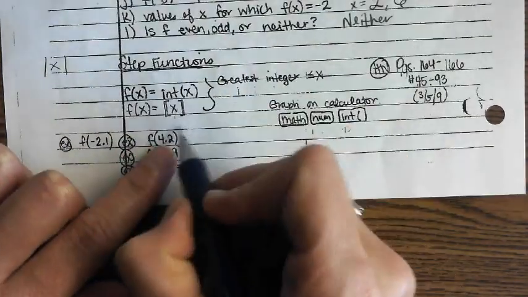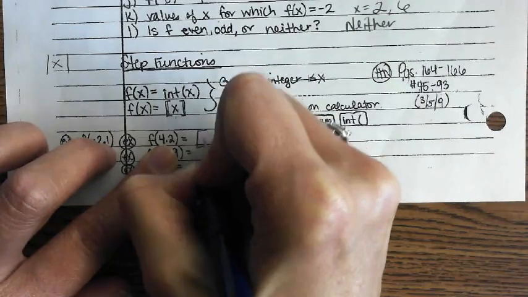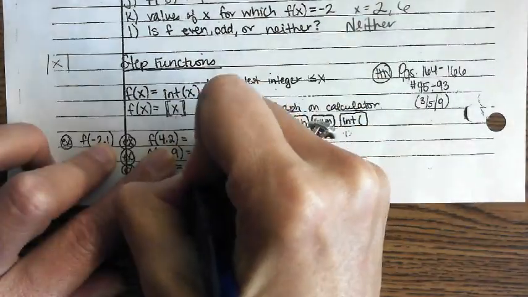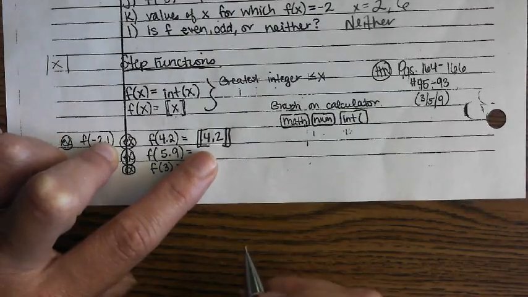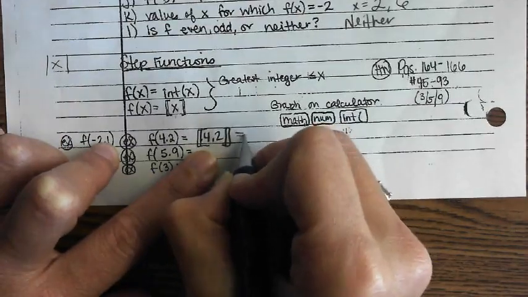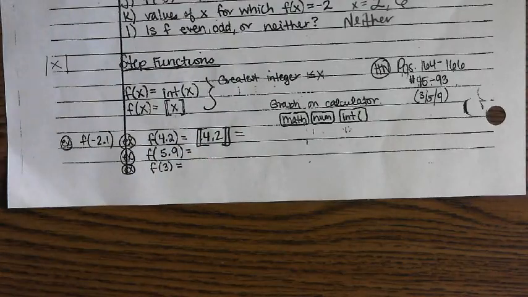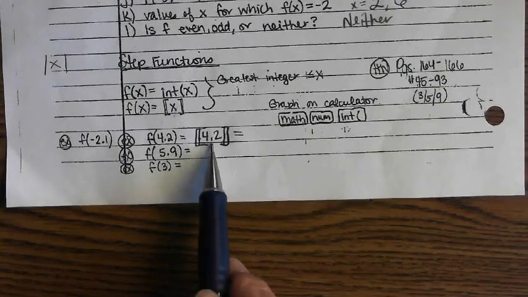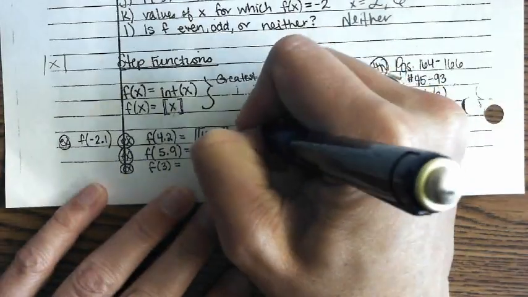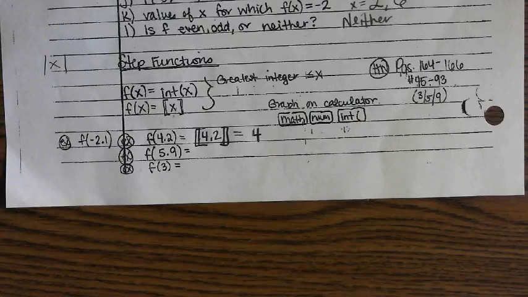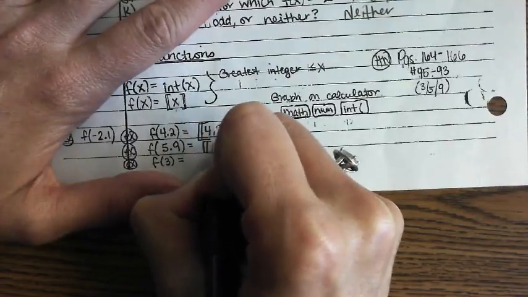If you were doing f of 4.2, you would have to evaluate this, which, as I just said, is looking for the greatest integer less than that number, which is what? John, what do you think? Sorry, what was the question? What's the greatest integer less than 4.2? 4. Very good, 4.